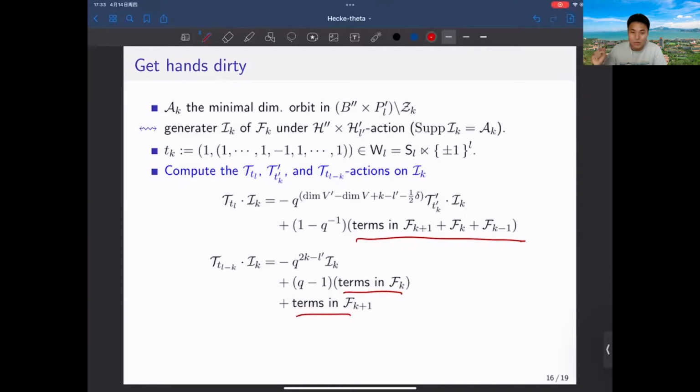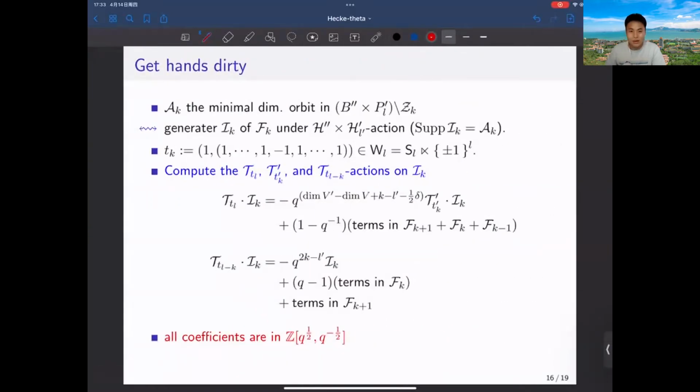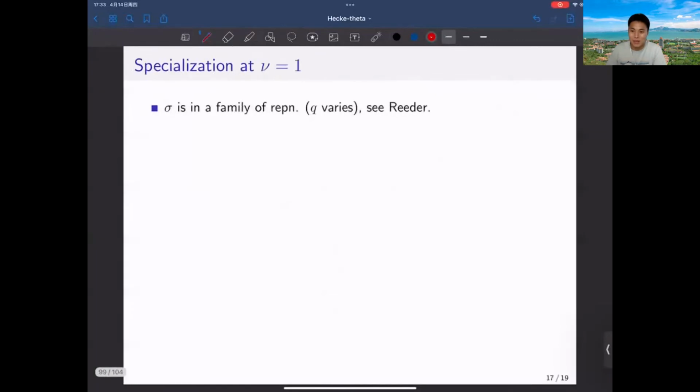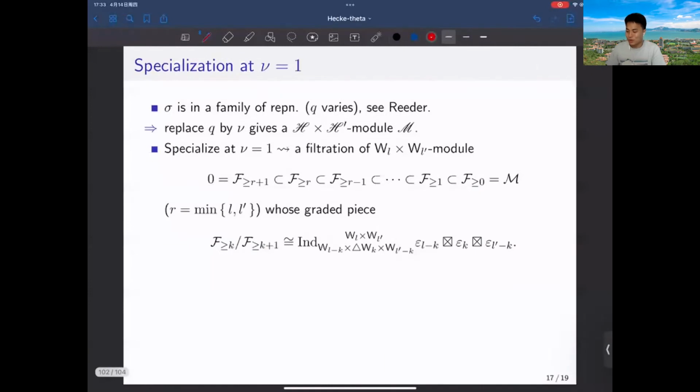But anyway, what we do is we will use a specialization to set q equal to 1. The amazing thing is that if you set q equal to 1, these terms will vanish. Okay, so one thing is that all coefficients are in this ring, but I will not talk too much about this. But the important thing is if you specialize at v equal to 1, you will see that you will have a filtration, which is basically the filtration under the rank, and the quotient will be exactly this induced representation. So this gives us the proof of the theorem.